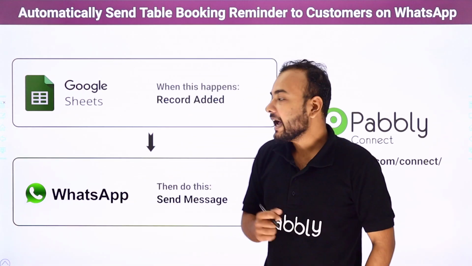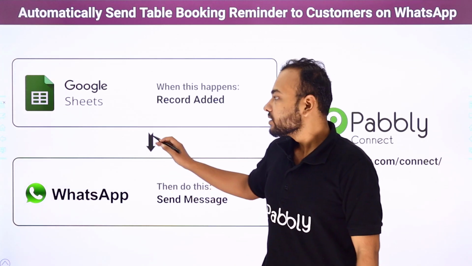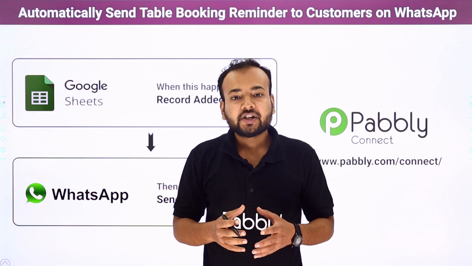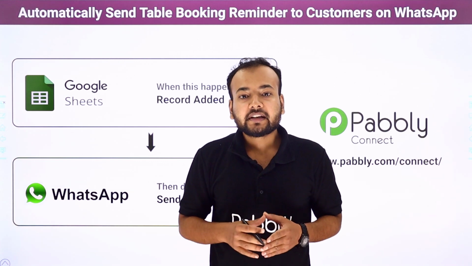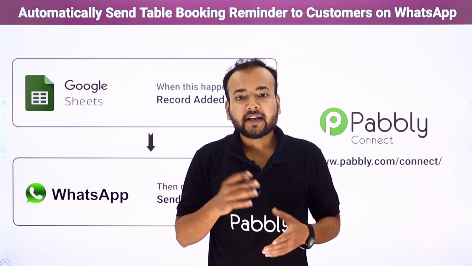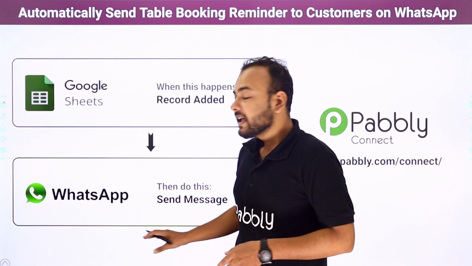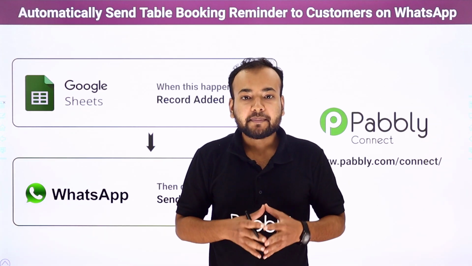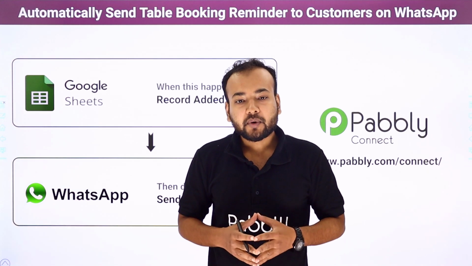Now let's talk about the applications we are using. So guys, Google Sheets is an online spreadsheet application in which you can create spreadsheets and access those sheets from any device and from any location. And WhatsApp is a widely used instant messaging application, and you guys know pretty well about it.